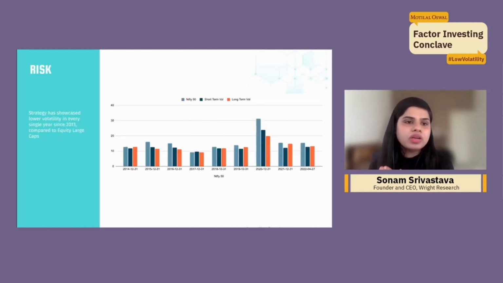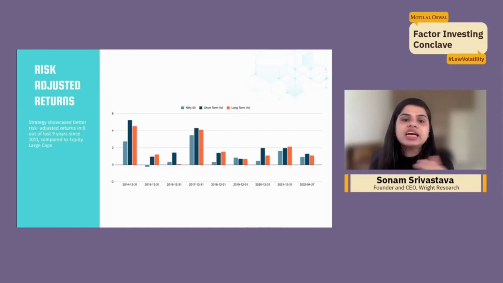Now talking about the risk, right? Obviously we are betting on low risk. So in all the years that I have picked up here, around 9 years, in each year both of our strategies have a lower risk compared to the index, which is expected because we are picking up these low volatility stocks.